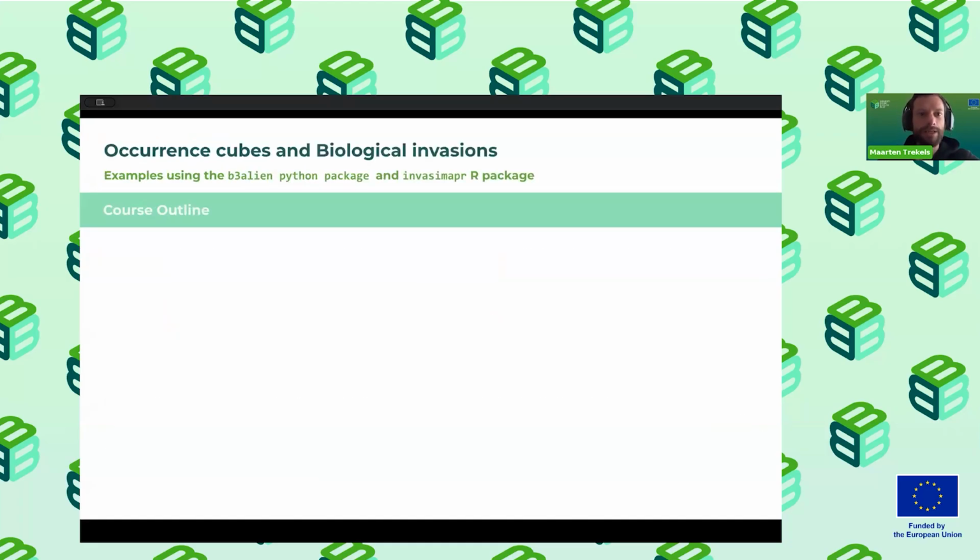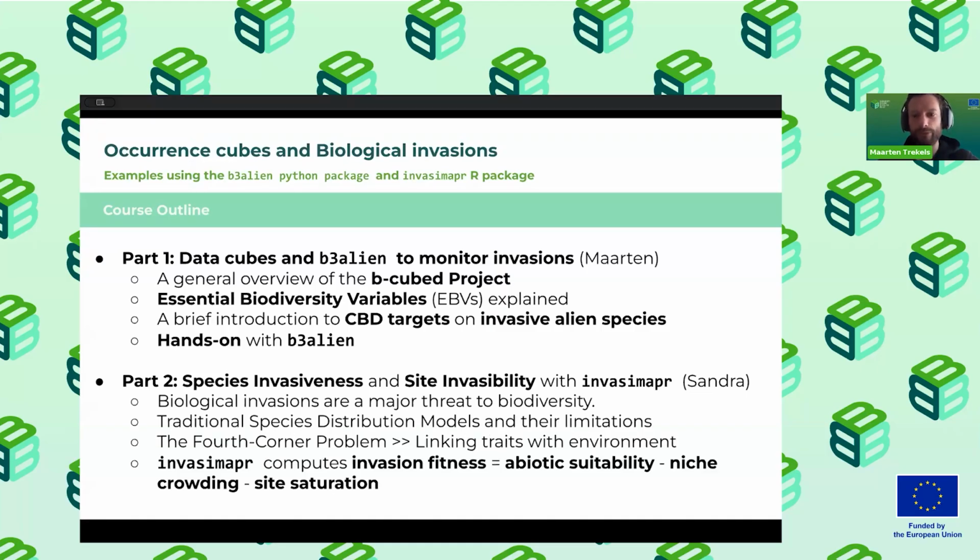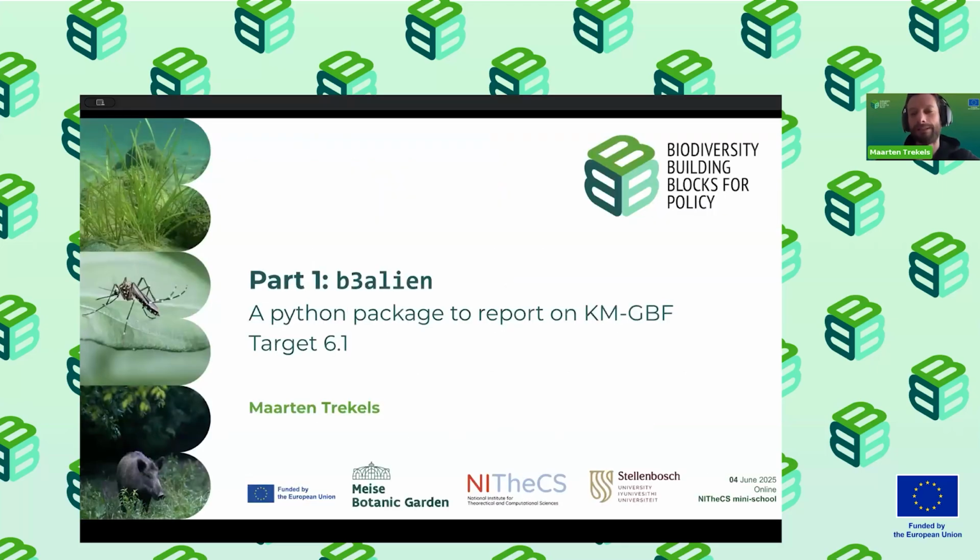invasibility. I will start with giving a general overview of the b-cubed project. We already had that, but I will go a bit deeper into the essential biodiversity variables and very briefly introduce the Convention on Biological Diversity targets on invasive alien species, where in part two, Sandra will go into detail in the invasibility mapper R package. So first, B3 Alien.